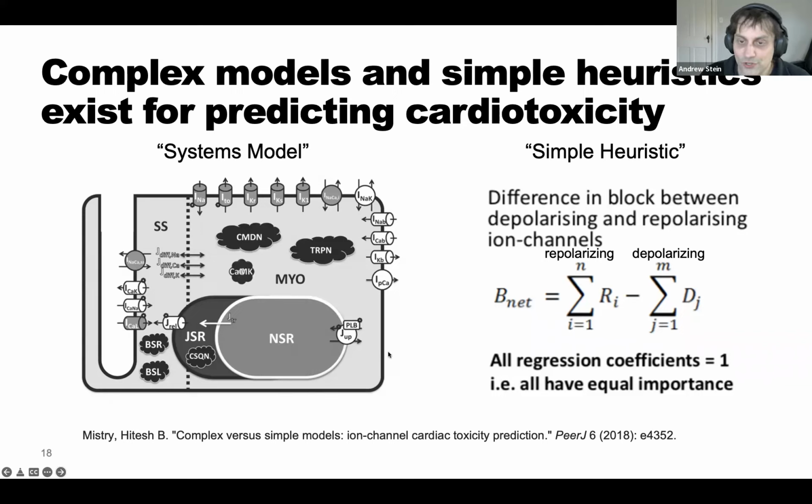An alternative approach that Hitesh developed is a simple heuristic where you take the drug concentration you're interested in, and at that concentration, you add up how much repolarization is occurring on the different ion channels. You add that all up, then you say how much depolarization is happening, and you subtract that, and this is it. This is just a simple heuristic, right? So it's ignoring a lot of the complexity here, but it is somehow taking into account what's happening.